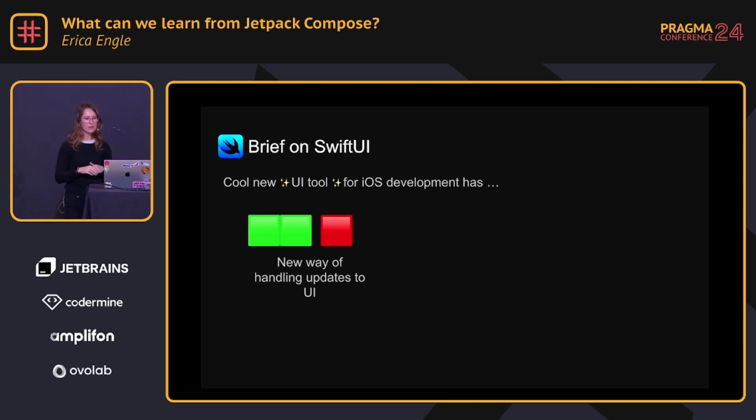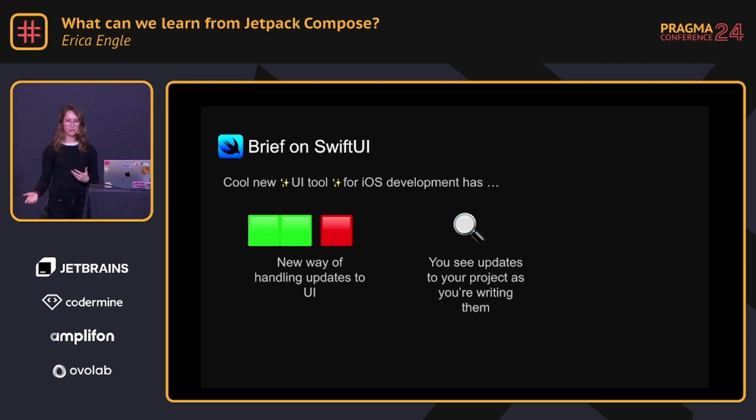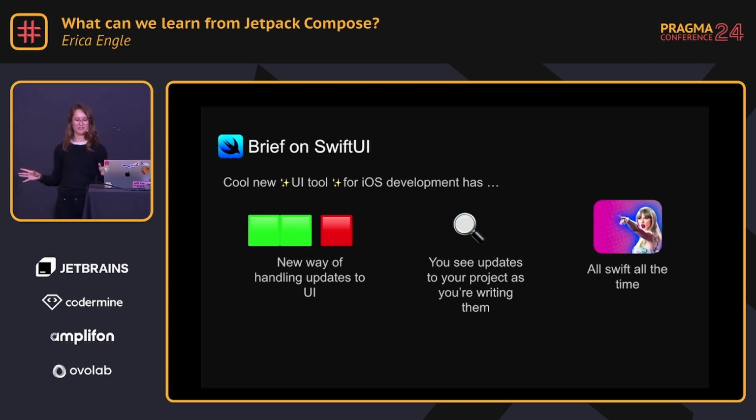So what else does SwiftUI have? Well, there's a new way of handling updates. So maybe you've used property wrappers, you've seen things like state, observable object. You're able to see updates to your project as you're writing them. If you've been able to experience previews, it feels really exciting to see those incremental updates every time you make a change. And you're using all Swift all the time.